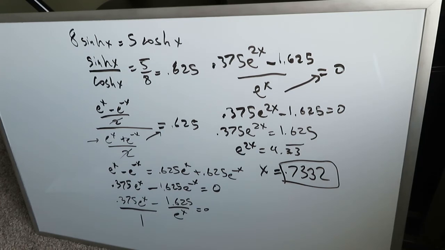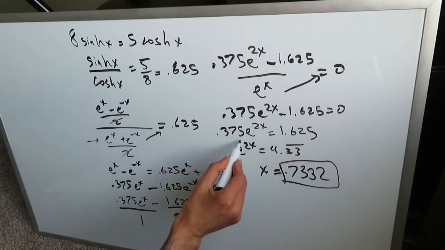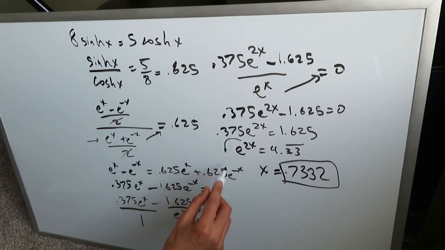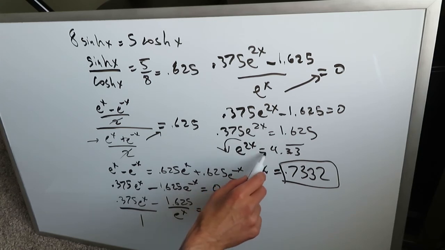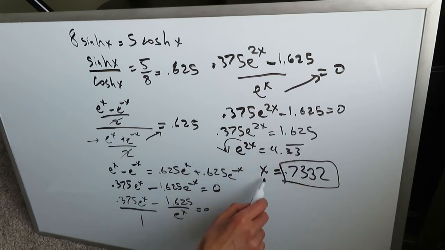Easy. Remember, e to the power of 2x is equal to 4.33. You have to bring this exponent down as a coefficient and take the natural logs. So 2x natural log e is equal to natural log 4.333. x is equal to natural log 4.3333 divided by 2, and you get this as your final answer. And we are done with this question.